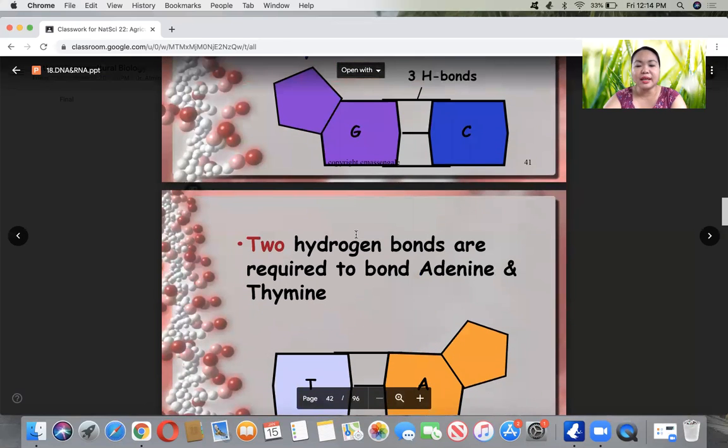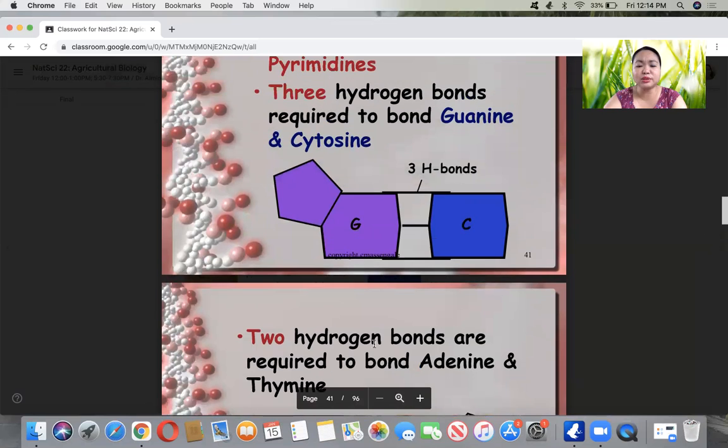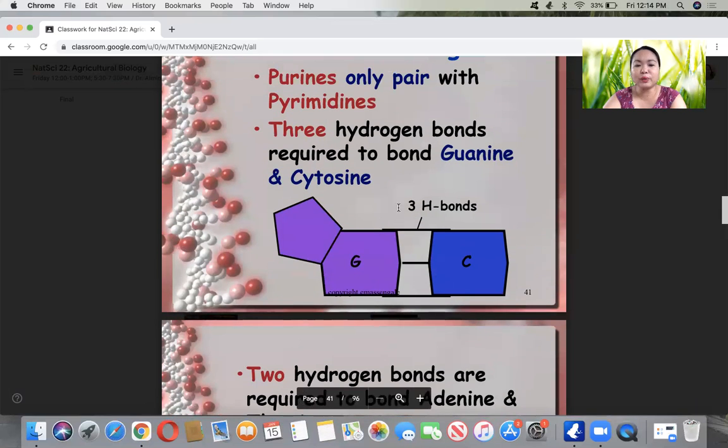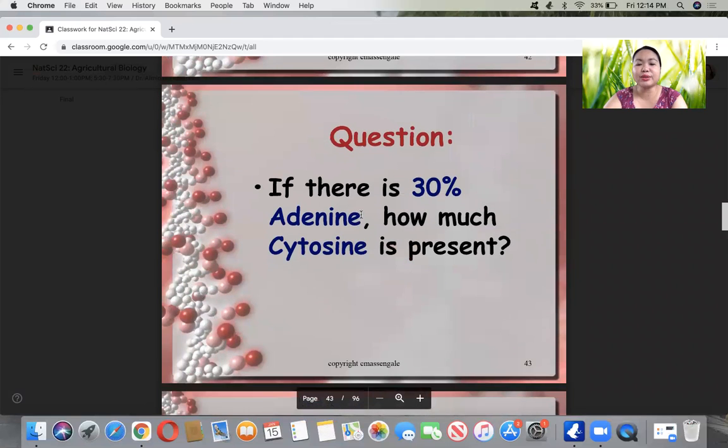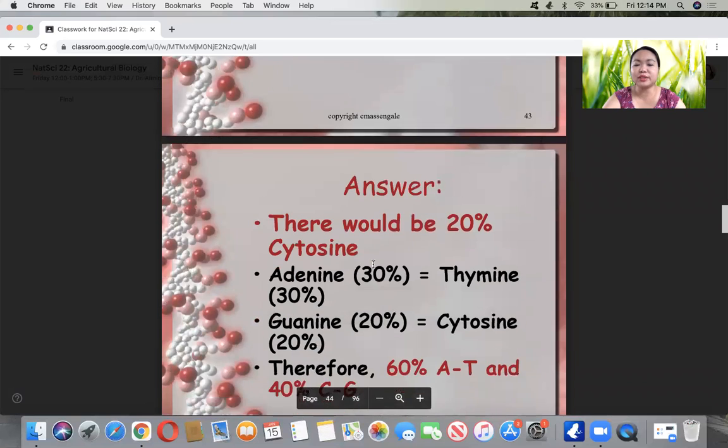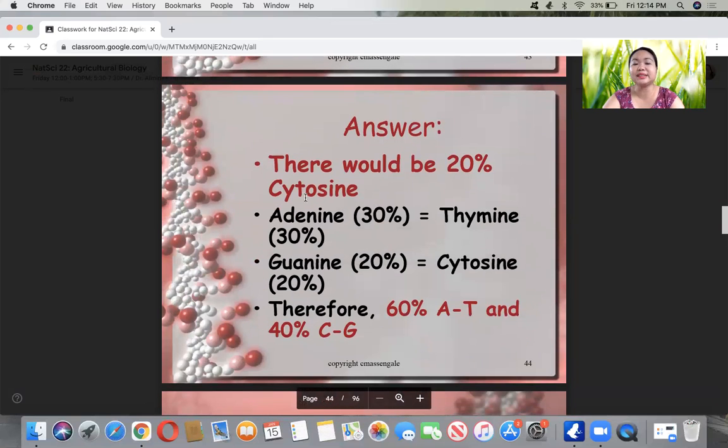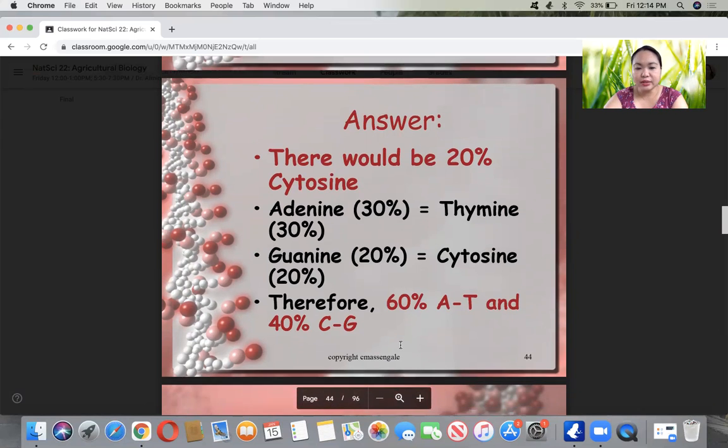So unlike guanine and cytosine, adenine and thymine have only 2 hydrogen bonds, but for guanine and cytosine, there are 3 hydrogen bonds. So if there is 30% adenine, how much cytosine is present? Of course there would be 20% cytosine, with 30% adenine and thymine, and 20% guanine and cytosine. Therefore, 60% is adenine and thymine, and 40% is cytosine and guanine.